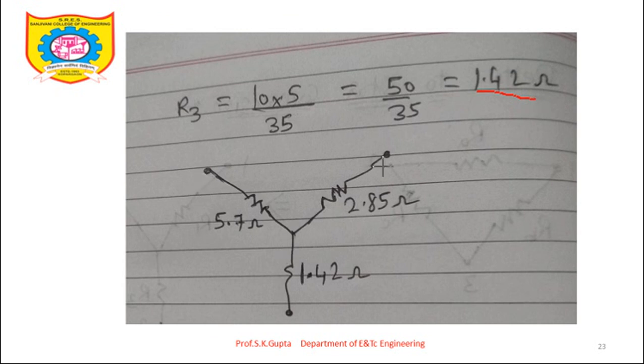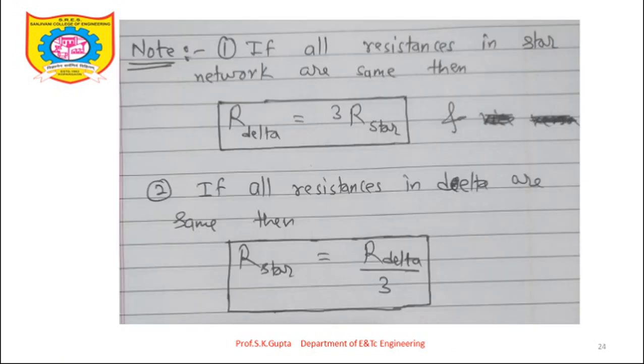Last step is to draw the delta star network with resistances. So this one was node 1, this one was node 2, and this one was node number 3. Okay. Now one important relation we have. The relation is that if all resistances in star network are same, then R delta equal to 3 times R star.